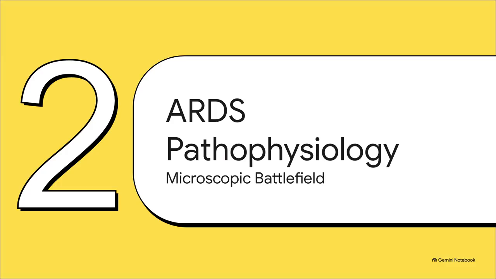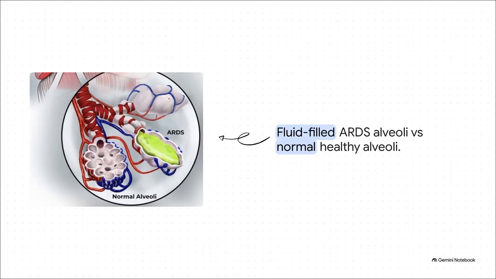Moving right along to section 2, decoding ARDS pathophysiology. So that urgent clinical presentation brings us to the microscopic battlefield of acute respiratory distress syndrome, or ARDS. Picture the stark difference between normal healthy alveoli and fluid-filled ARDS alveoli. ARDS is characterized by diffuse alveolar damage and severe capillary permeability. The alveolar capillary membrane is essentially collapsing, and that leads to non-cardiogenic pulmonary edema. It's like a wall being built out of thick inflammatory fluid, physically blocking oxygen transfer. It is a complete diffusion failure. Oxygen simply cannot cross into the bloodstream, literally no matter how much supplemental oxygen you provide.